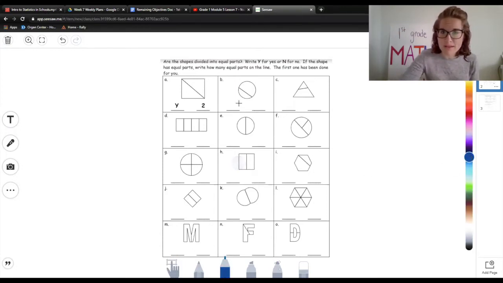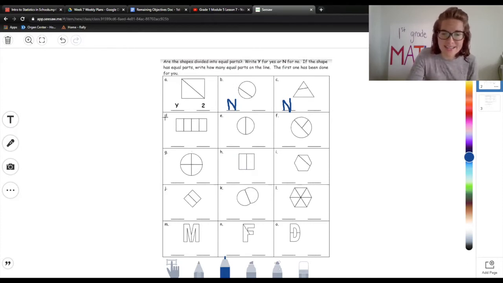The second one looks like we have a circle. Would you say that is in 2 equal parts? No. If that was a cookie, it would not be very fair to share a cookie like that. Okay, what about the next one? Is that in equal parts? No. So because these are not in equal parts, we don't need to write how many parts there are.